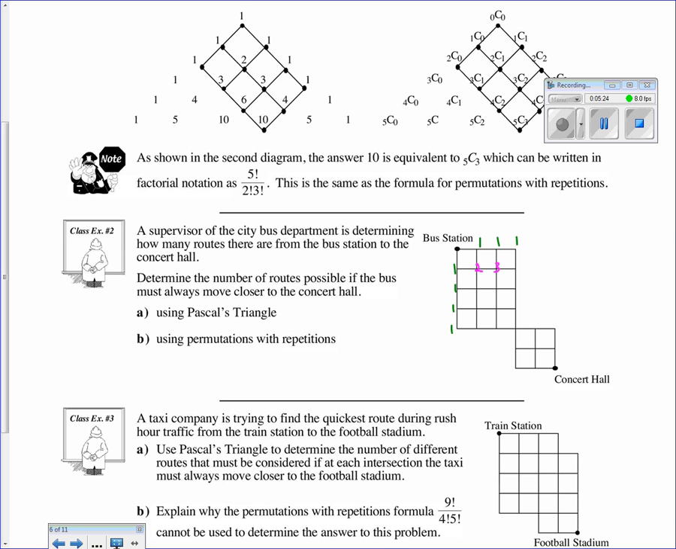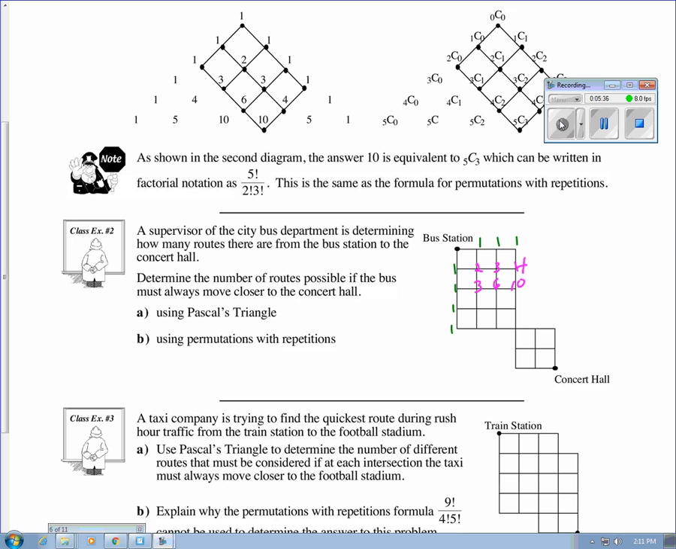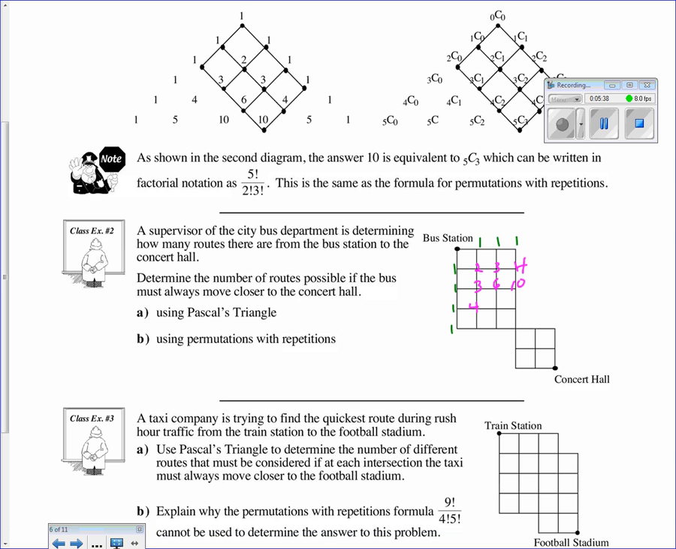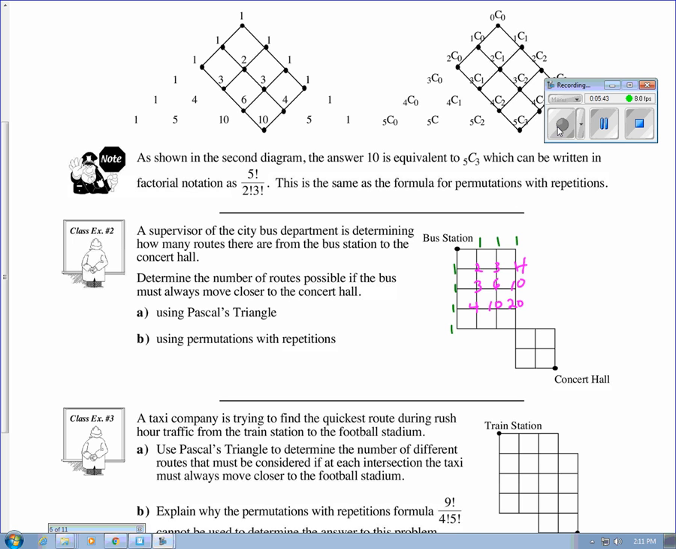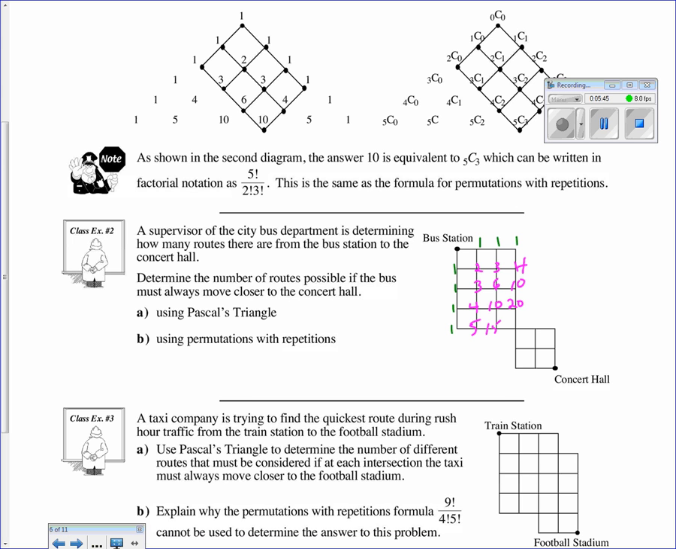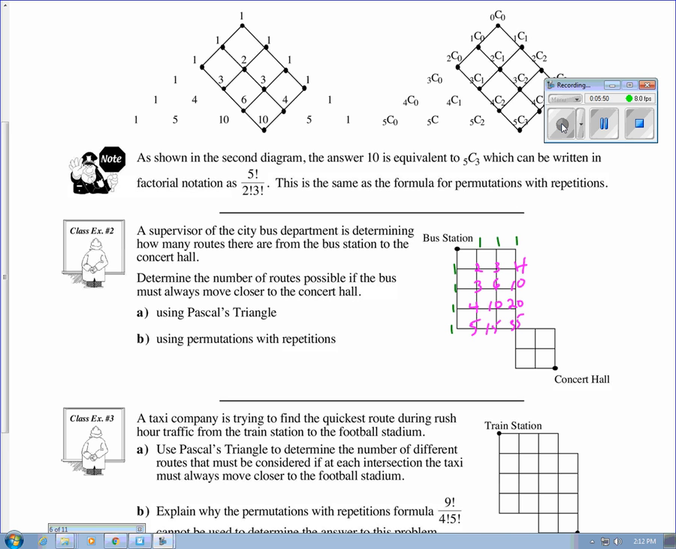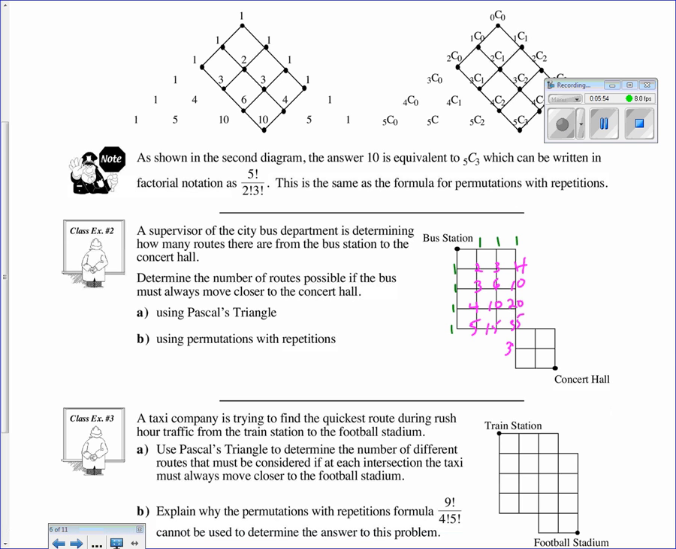And then this would be a 1 plus a 2, which is a 3. And this would be a 3 plus a 1, which is a 4. So 1 plus 2 is 3, 3 plus 3 is 6, 6 plus 4 is 10. So Pascal's triangle just coming at us sideways. 4, 10, 20, 5, 15, 35.